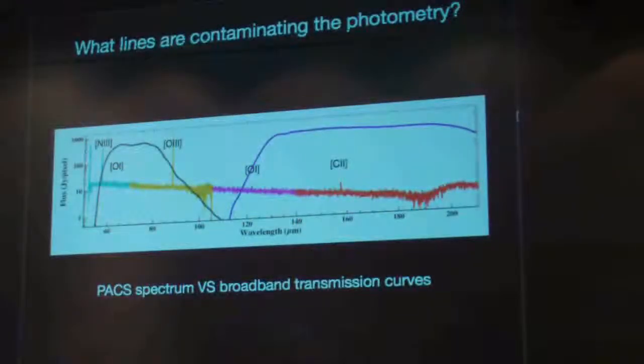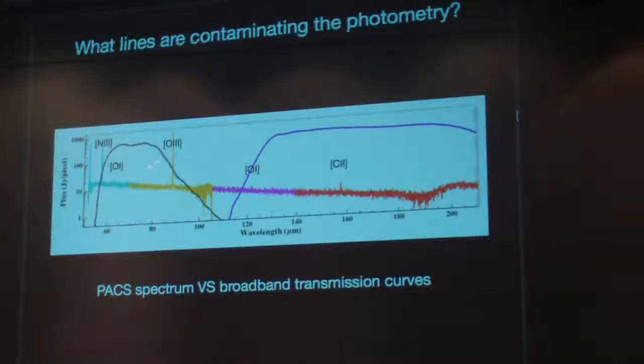So the question is, the light we see in the far infrared, where does it come from? Is it really from the dust or from something else? This just shows you a packed spectrum. We don't care what object it is. I have overplotted the transmission curves from the photometers at 70 micron and 160 micron, and I highlighted only the lines that are susceptible to contaminate our emission line in the broadband maps.